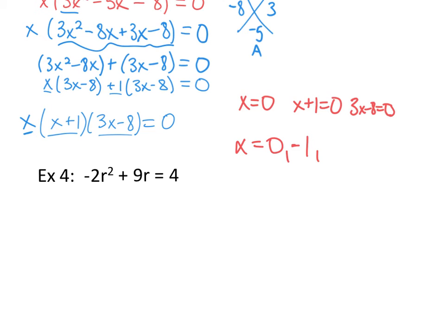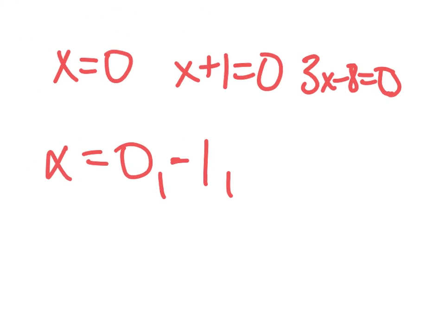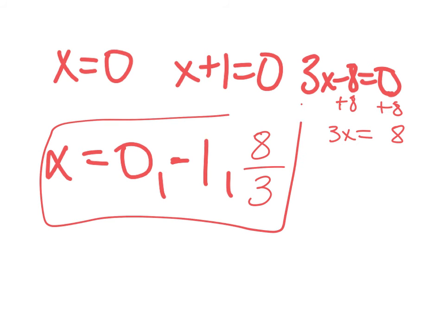So 3x minus 8 equals 0. How do you solve that? What would I do first? Add the 8 over. So I get 3x equals 8. Then do what? Divide by 3, so it is 8 over 3. Those are my answers. A lot of writing.